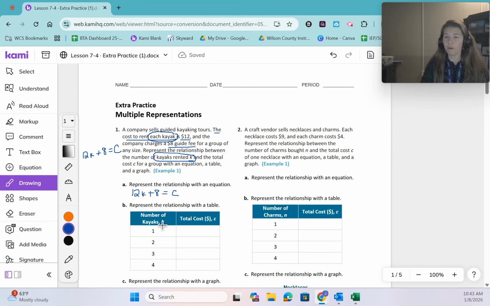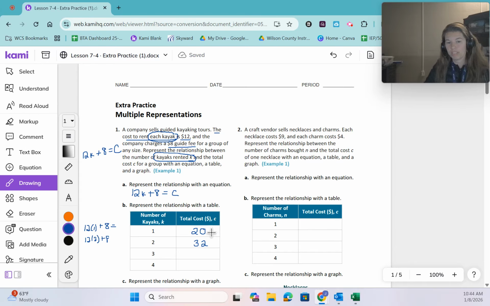Then from here, I can do a table. This table already has the numbers they want you to use in it: one, two, three, and four kayaks. So if K is 1, we're going to substitute into this equation. 12 times 1 kayak plus 8 is going to equal our total cost. Well, 12 times 1 is 12, plus 8 is going to give me a total cost of $20. Then 12 times 2 plus 8 equals $32, because 12 times 2 is 24 plus 8 is 32.